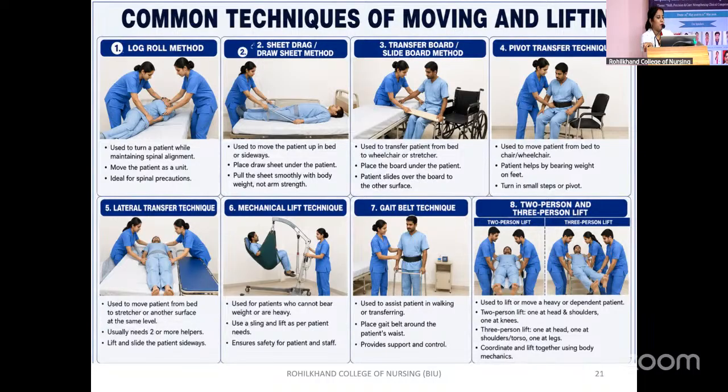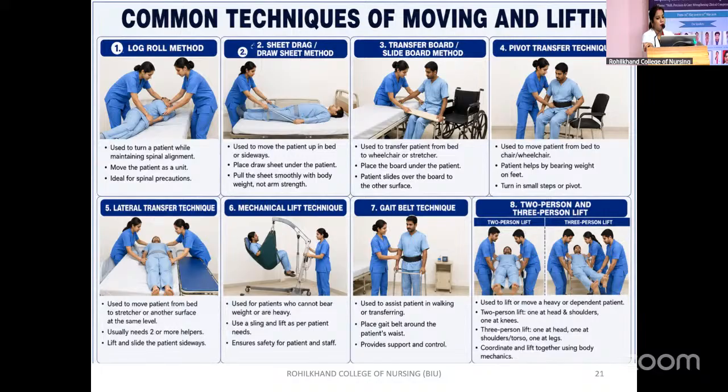ideal for spinal precautions. Second is sheet drag, the draw sheet method, used to move the patient up in bed or sideways. Place the draw sheet under the patient. Pull the sheet smoothly with body weight and not arm strength. Third one is transfer board, the sliding board method, used to transfer a patient from bed to wheelchair or a stretcher.